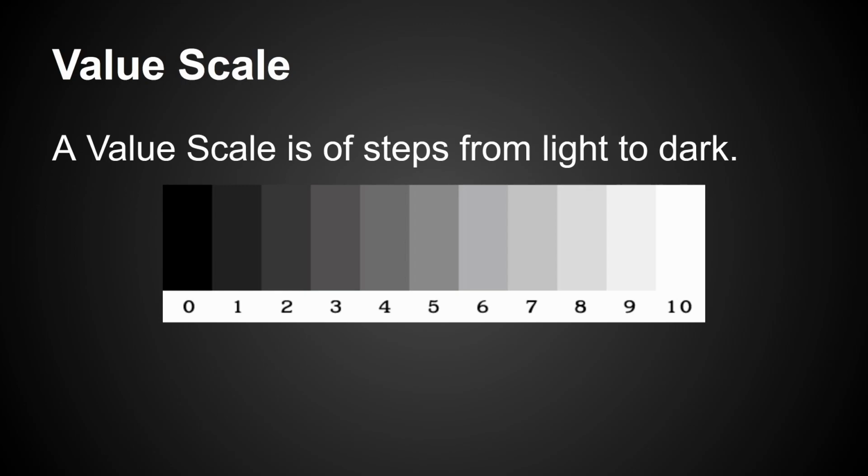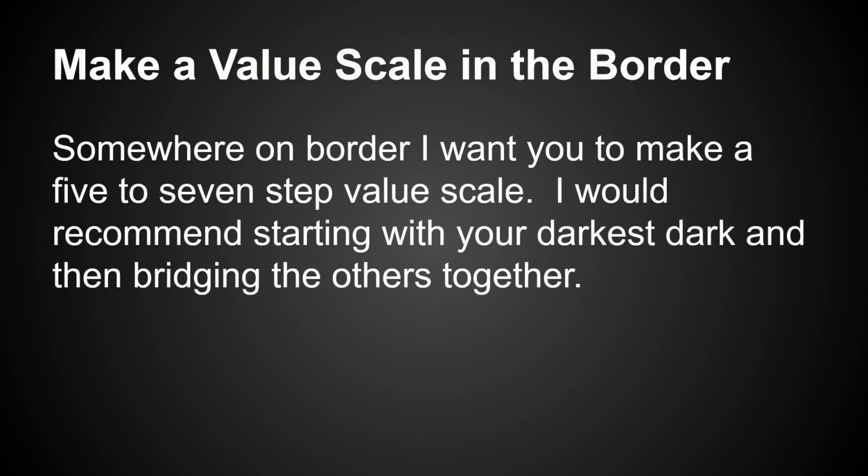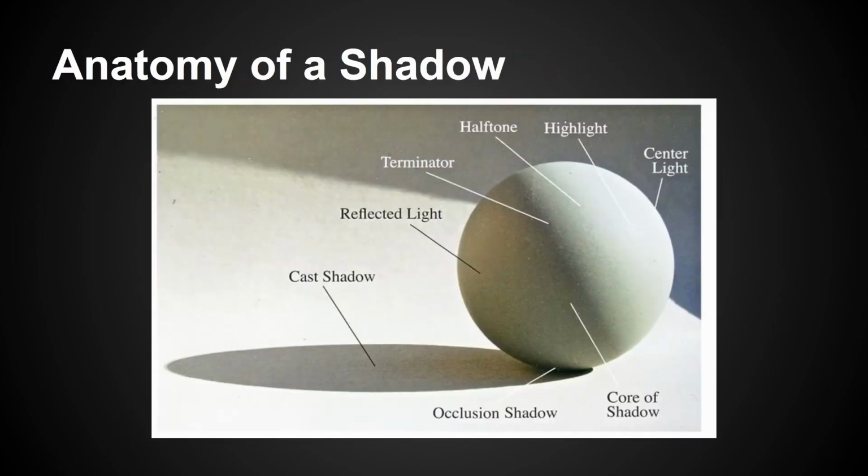And so here we have a real simple value scale. A value scale is simply steps from dark to light. I would highly recommend, as you're starting these drawings, somewhere in the border, make a 5 to 7 step value scale. This way you know how dark your 4B pencil can actually go, and you have a little bit of practice bridging the two. We won't go as dark as your pencil goes, and you need to know that. If we're on a 5-step value scale, when we do our shading at the end, we want to be somewhere in the middle, like a 3. We don't want to shade as dark as we possibly can.